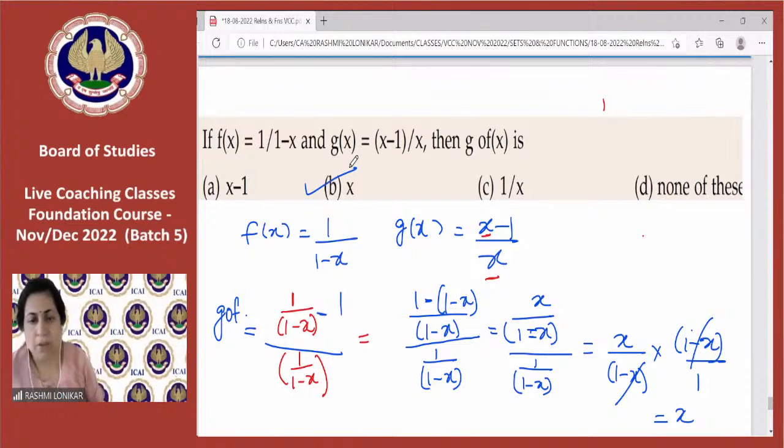Okay. Have you got this now? Yes. Yes, Shalini. Yes, Sonali, very good. So we have got this answer as x.